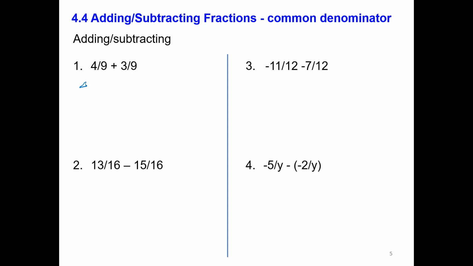If we have, for example, 4 over 9 plus 3 over 9, we keep this denominator. This is 4 plus 3, and finally we have 7 over 9. And this is a proper fraction, so we cannot convert this one into a mixed fraction.